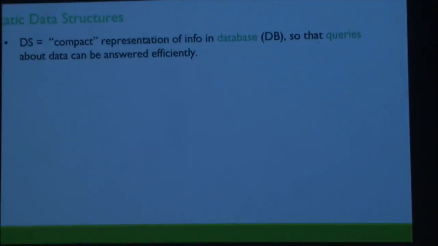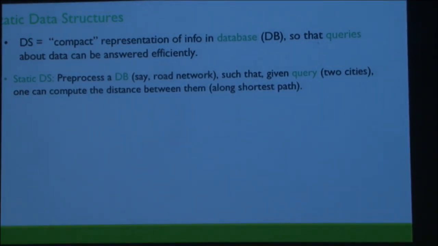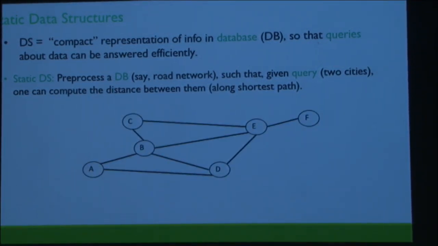So what is a data structure first? I'm sure you all know. Essentially, a data structure is just a compact way of representing information in a database so that queries about the underlying data can be answered efficiently by accessing few memory cells. In the simplest, vanilla static data structure model, we are given a database in advance. So let's say a road network on n vertices. It can be some n-bit string or n points in some high dimensional space.